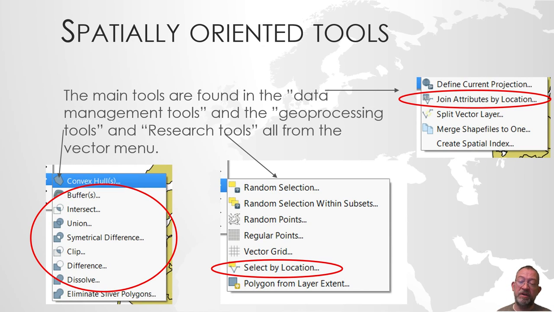The intersect, the union, the symmetrical difference, the clip and the difference, and the dissolve. The intersect, union, symmetrical difference, clip and difference are all what are classically named overlay operations, and we'll cover them in a short while. The dissolve tool is a tool that you use for cleaning up your data afterwards.